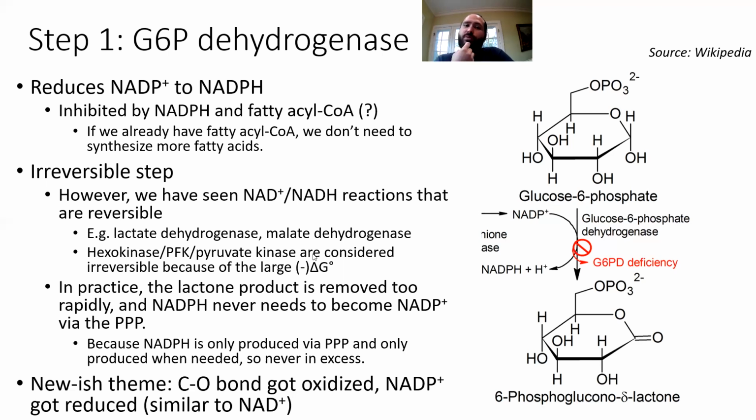So remember, one of our themes from glycolysis and the citric acid cycle was that when a carbon to oxygen bond got oxidized, NAD plus got reduced to NADH. And we have a variation on that theme right here. A carbon to oxygen bond got oxidized, and NADP plus got reduced to NADPH. So this is similar to our themes from before. This is one of the things I mentioned when it comes to looking for patterns. We can connect this pattern in the pentose phosphate pathway to something that seems totally different in NADH and NAD plus, really just the same thing happening with a phosphate on NAD.